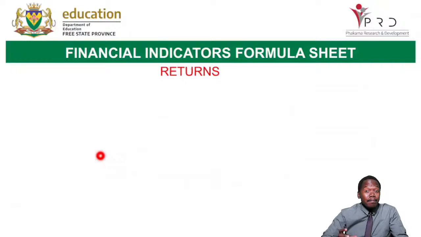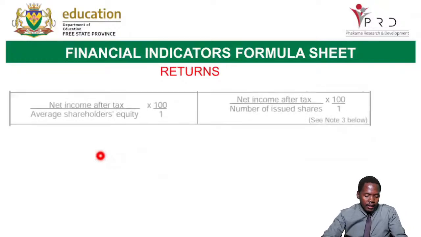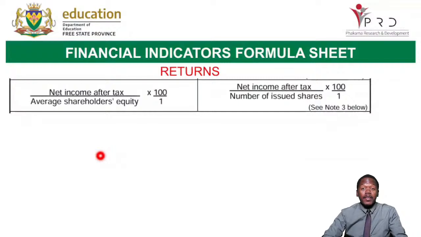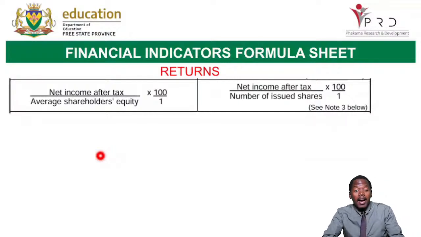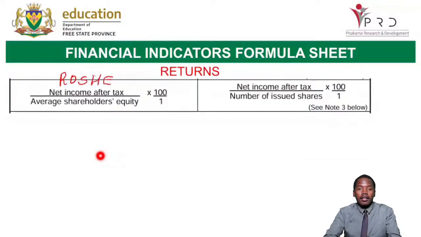Now, returns. There are many financial indicators under returns. Let's just look at them. We have the net profit after tax divided by average shareholders' equity. We are going to be doing a calculation on this one. This is the ROSHE, the return on shareholders' equity.